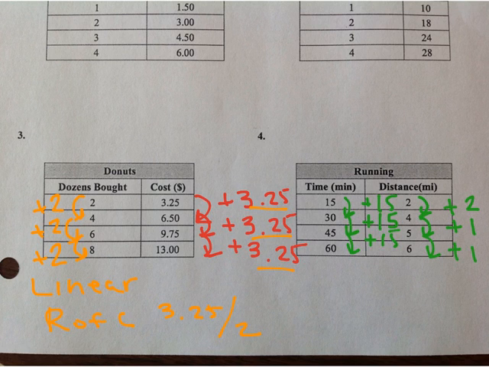Now notice that we did add 1 on 2 of our occasions, but before that, we added 2. Because we don't have the same number all the way down our y side, we can say that this relationship is not linear. And the reason it is not linear is because our rate of change is not constant.